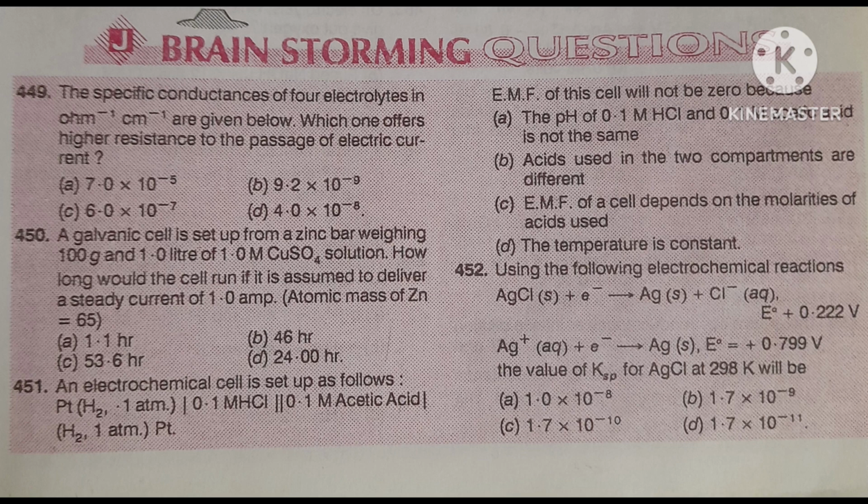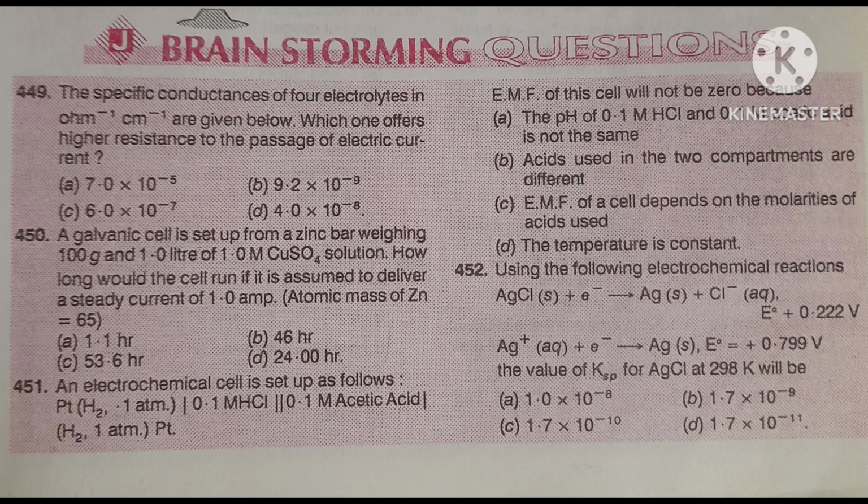And the other electrode is a hydrogen electrode dipped in 0.1 m acetic acid. Two hydrogen electrodes you are using. The first hydrogen electrode is dipped in 0.1 m HCl, and the second hydrogen electrode is dipped in 0.1 m acetic acid, and both electrodes are separated by a salt bridge. Then now you have to answer.